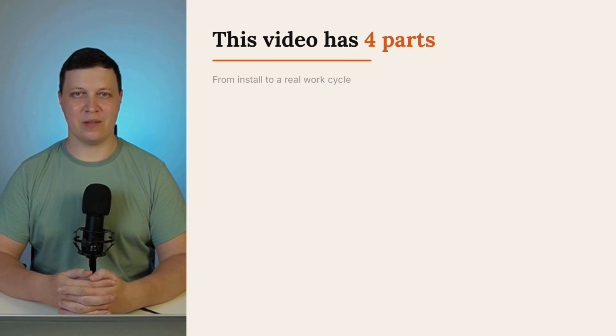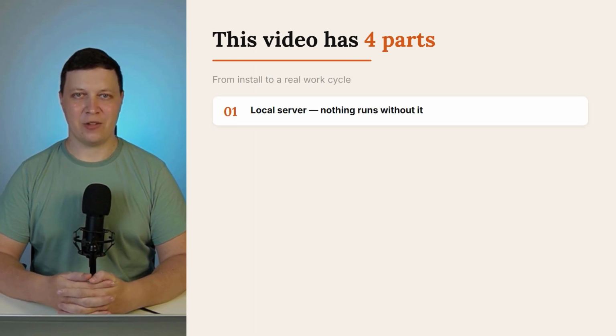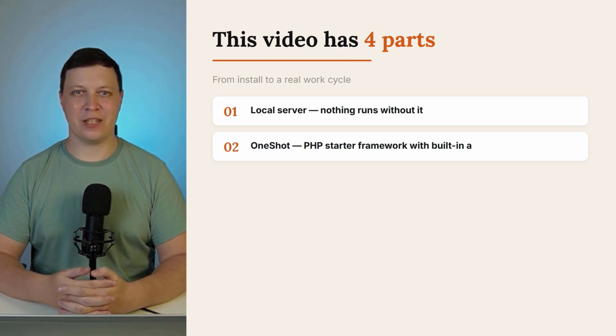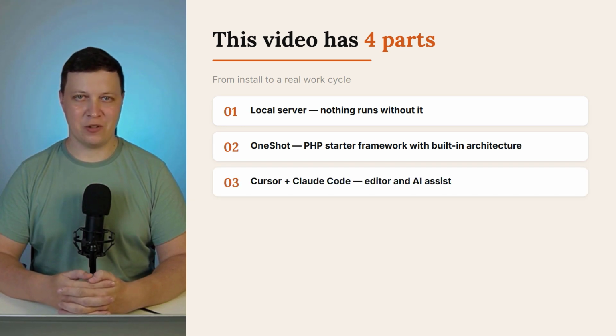This video has 4 parts. We start with the local server. That's the foundation. Nothing runs without it. Then we install the framework. It speeds up development and gives the AI assistant context about your project from the very first task. Then the editor with the AI assistant. We'll install Cursor, set up Claude Code, look at 3 task modes, how to manage context, and how to pick the right model. This directly affects what you get from the AI.